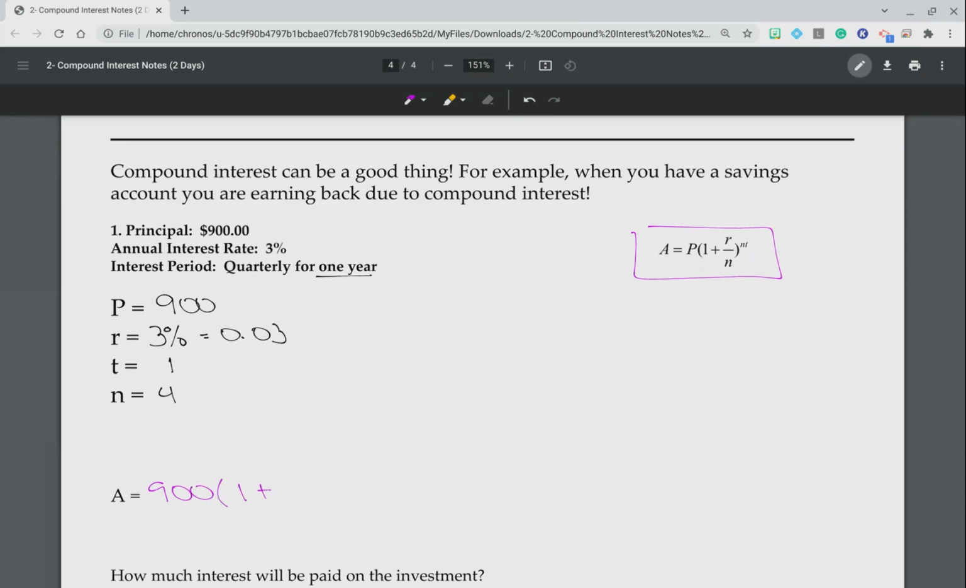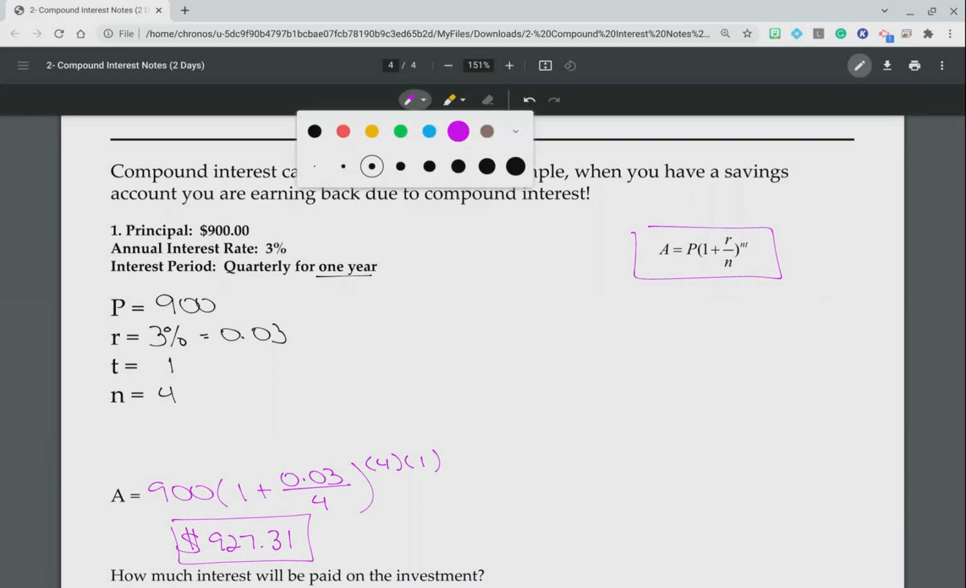900 times 1 plus 0.03 over 4, and then n times t, so 4 times 1. So plug this in your calculator, use the parentheses, and definitely use the alpha y enter trick to get that fraction in there. And then again, we use the little caret key above the division sign to do that 4 times 1 in the exponent. And I got $927.31.